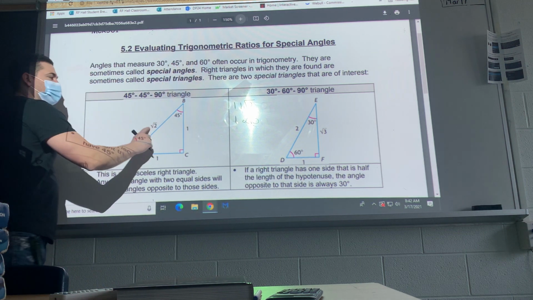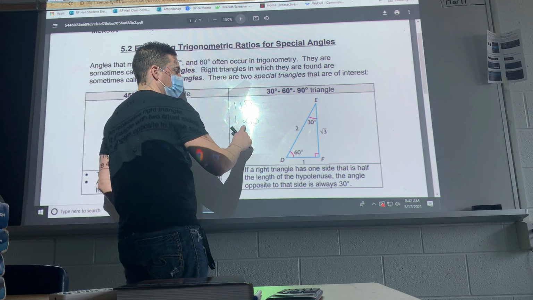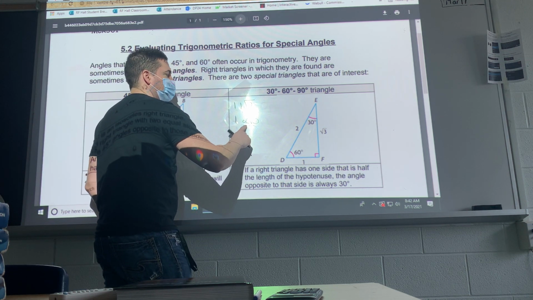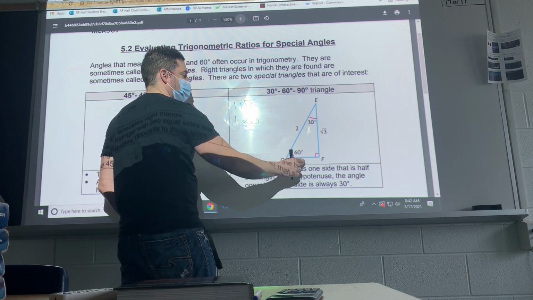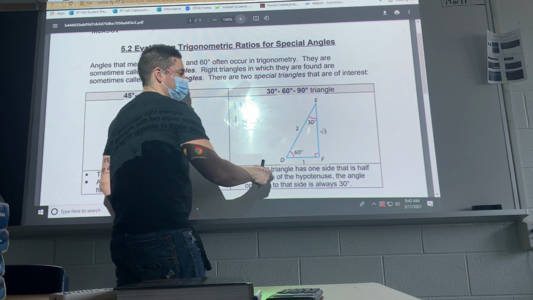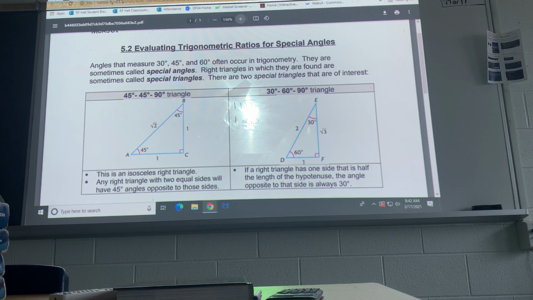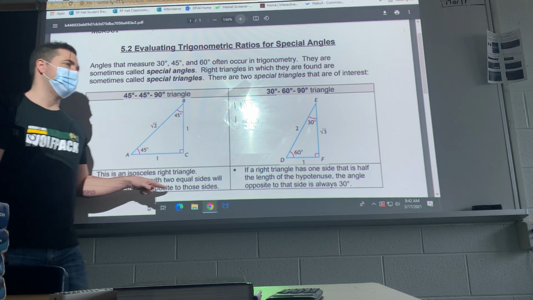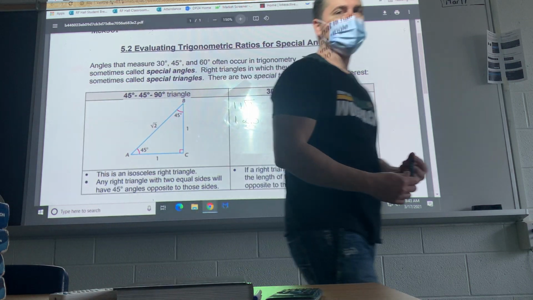Again, root 2 is the longest side, so it goes on the hypotenuse, and the other two are 1s. Here, our 2 is the largest value, so that goes on our hypotenuse. The 1 is the smallest, so it goes across from the 30, and then the root 3 is in the middle, so it goes across from the 60. You could go through this stuff here. Isosceles, 2 equal sides. 2 equal sides equals 2 equal angles, which is 45 degrees. And again, you can read those in the notes.